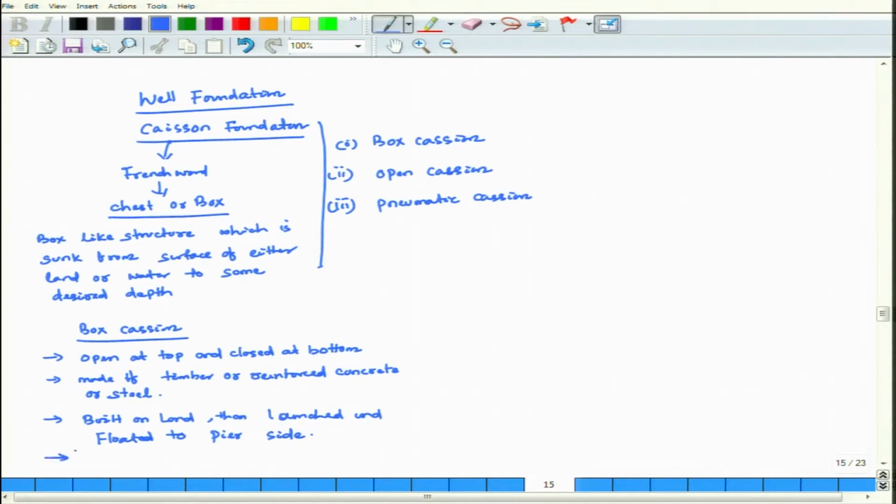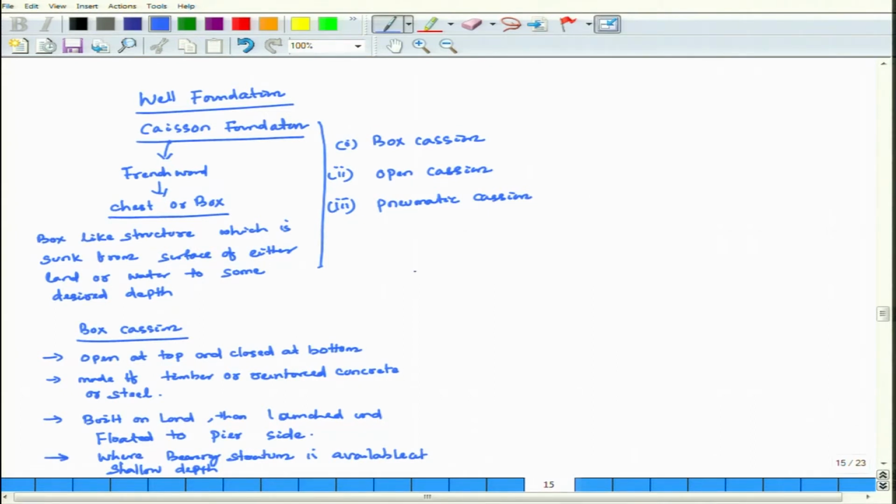And another important part is box caisson is provided where bearing stratum is available at shallow depth.